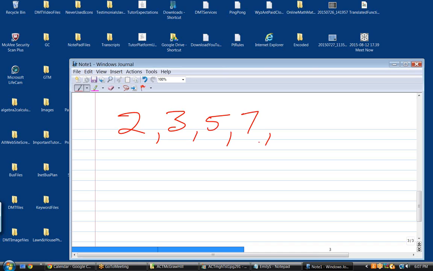7. Of course, we don't need to consider even numbers anymore, because all even numbers greater than 2 can be divided by 2. So just test only odds. 11. From here on up. 13. 17. 19. It's pretty good. That's far enough. You know how to do it. Yes. Okay.